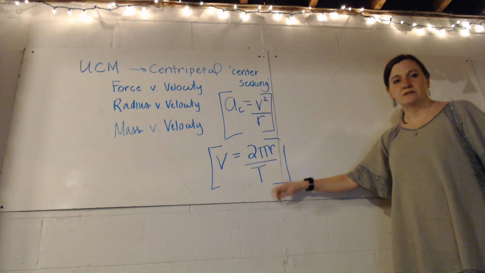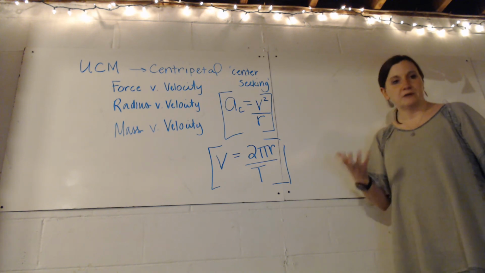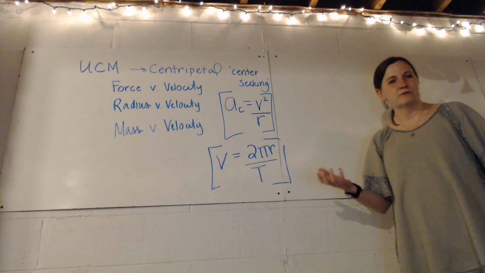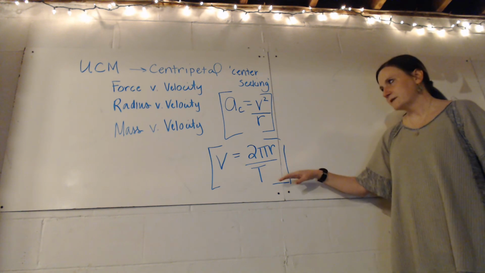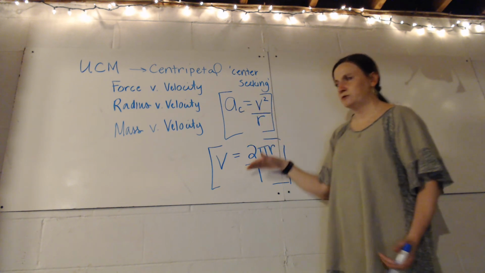So T is the time it takes for one complete cycle to occur. The capital T just means period, so we use that in circular motion, and eventually we would use it for waves. And then the final equation that's kind of important is if we put these two together, right?